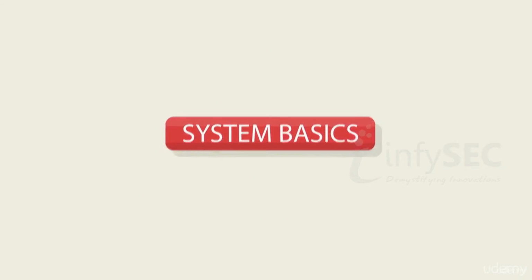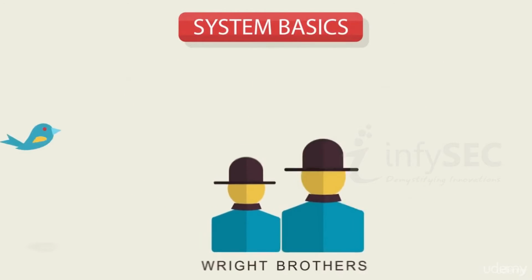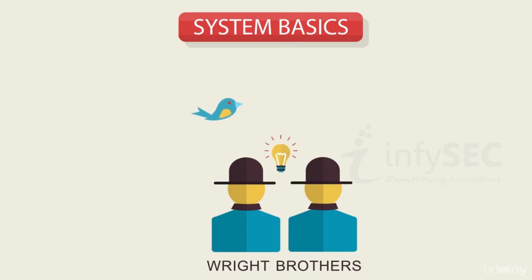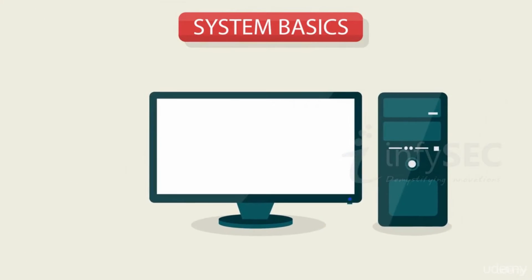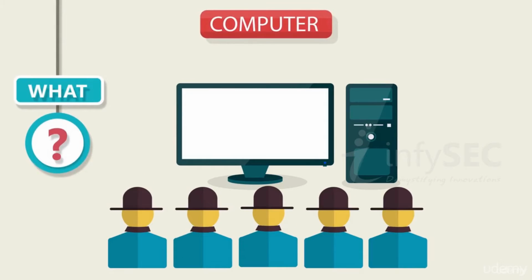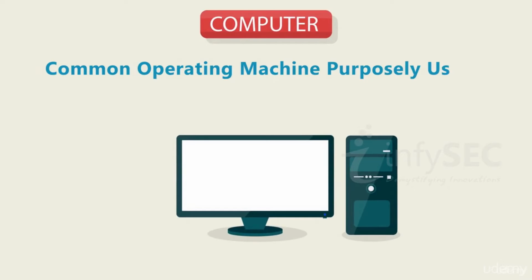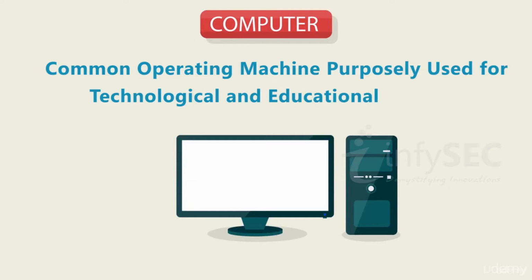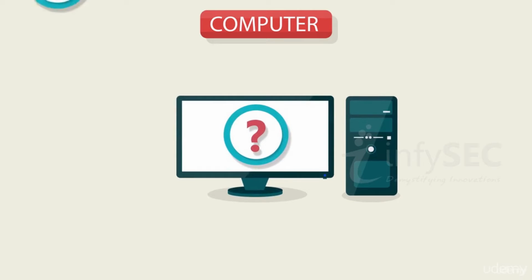System basics. Inventions are inspired by the world around us. When the Wright brothers saw birds flying, they were inspired to invent the airplane. Likewise, the computer was invented after being inspired by the human race. What is a computer? Computer stands for Common Operating Machine purposely used for technological and educational research. We all have this question on our minds. How does the computer work?